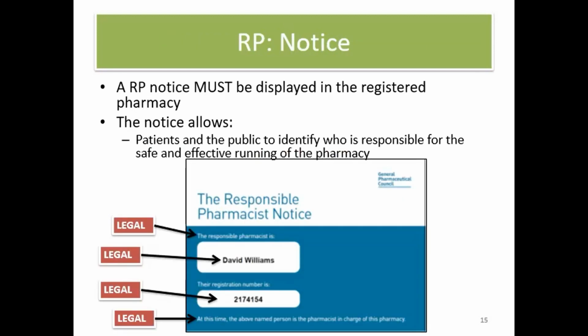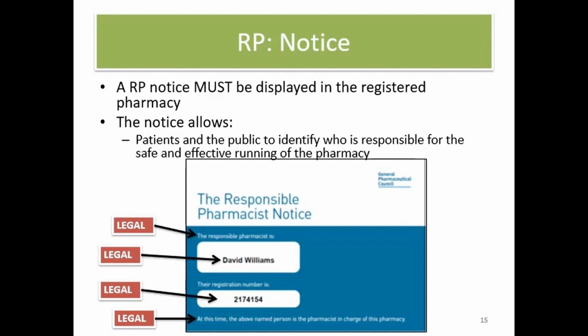So let's have a look at the responsible pharmacist notice. Now, a responsible pharmacist notice must be displayed in the registered pharmacy. It's a legal requirement. The notice itself allows patients and the public to identify who is responsible for the safe and effective running of the pharmacy. Now, there are a couple of particulars which are legal. So what that means is you don't have to print the fancy General Pharmaceutical Council form. You could do this on the back of a piece of A4 paper. However, the bits that are indicated as legal must be present as part of your makeshift notice.